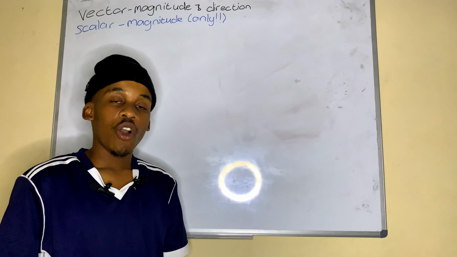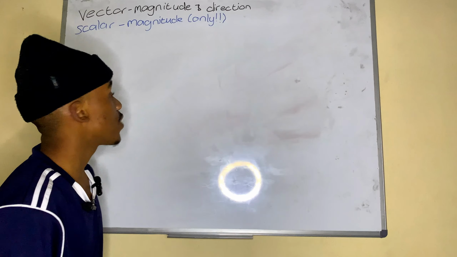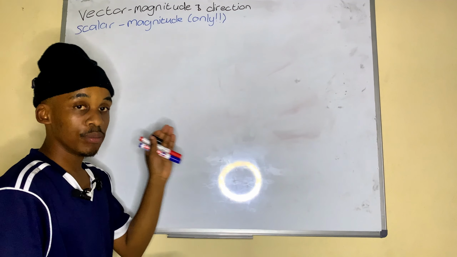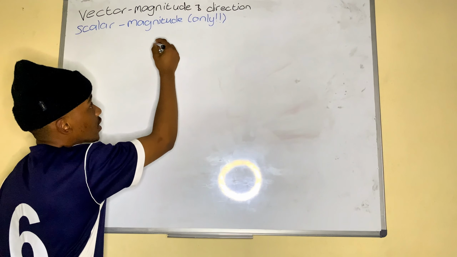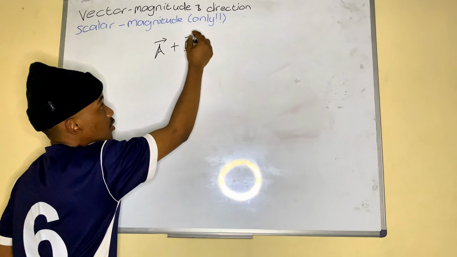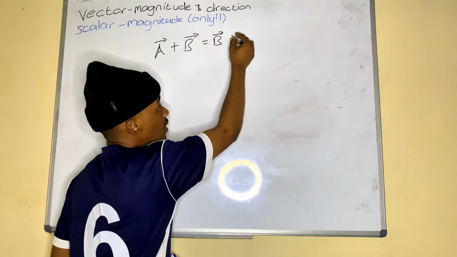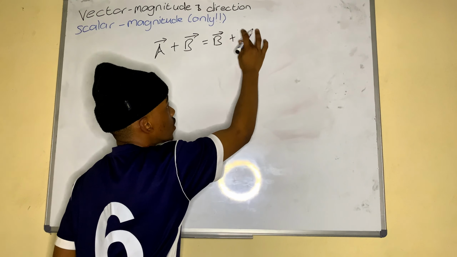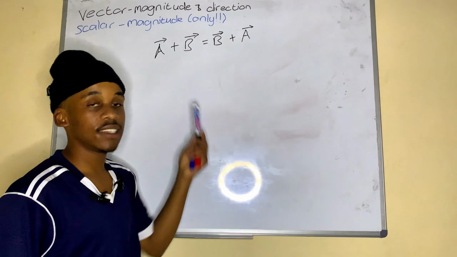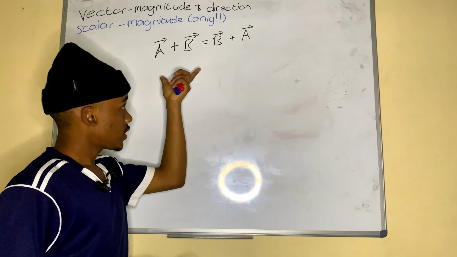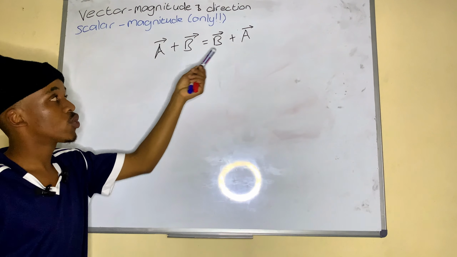It has been found that vectors obey the commutative law, which means that vector A plus vector B is going to equal vector B plus vector A. To illustrate this, if we have vector A being added to vector B, this is equal to vector B plus vector A. The order or the sequence in which you add vectors has no influence on the magnitude of the sum of the two vectors. So you could start with vector A or you could start with vector B.